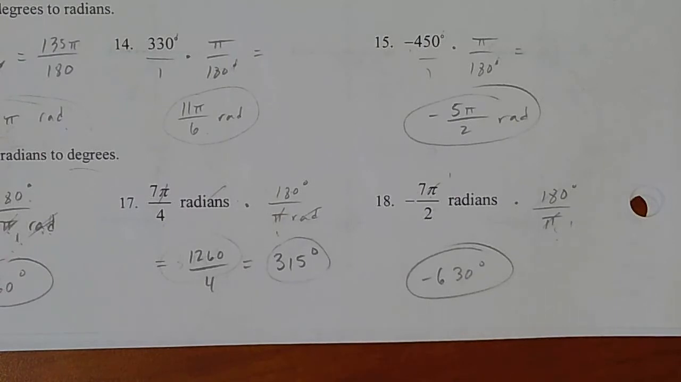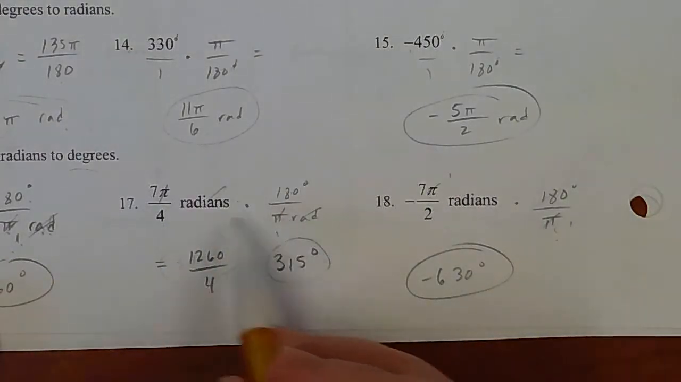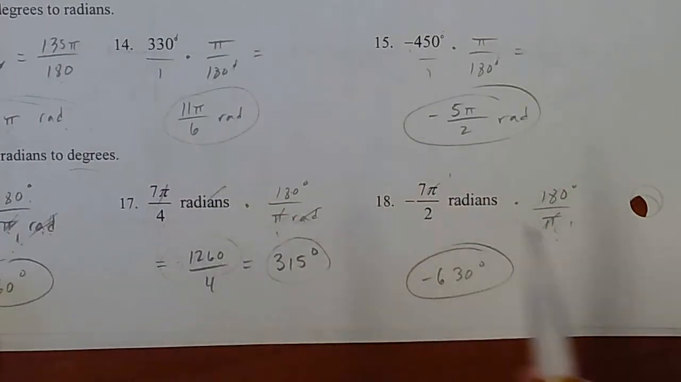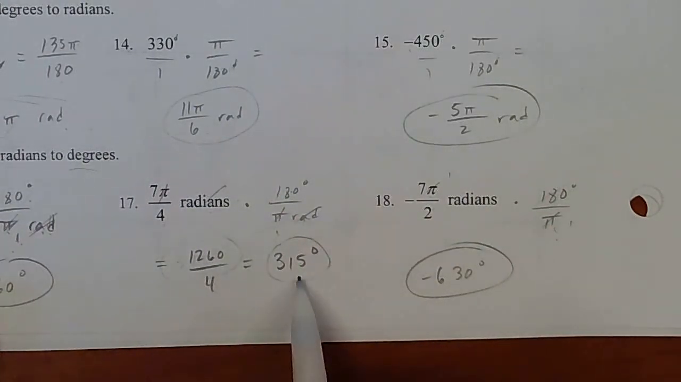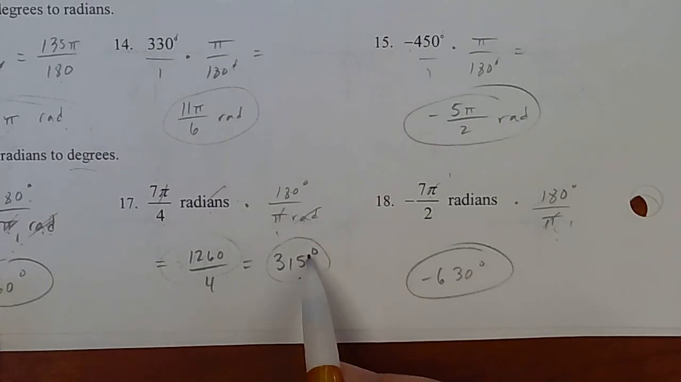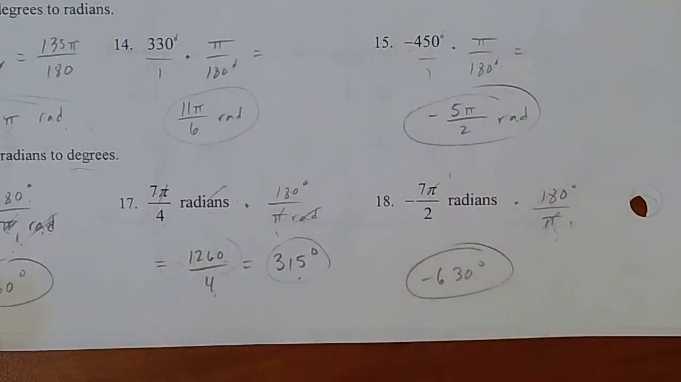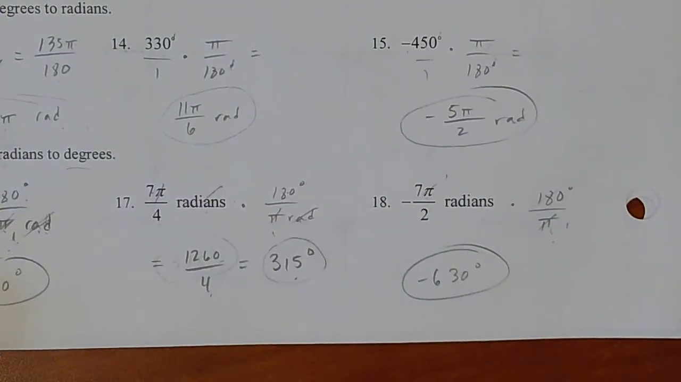All right, here's the results for 17 and 18. Pi's on the bottom, cancels out. Even the word radians, right? If I put pi radians down here, they'll cancel out. We shouldn't say radians in the answer. We should have a degree symbol. So 7 times 180 is 1260. 4 times 1, divide it, we get 315. Negative 630 for the last one.